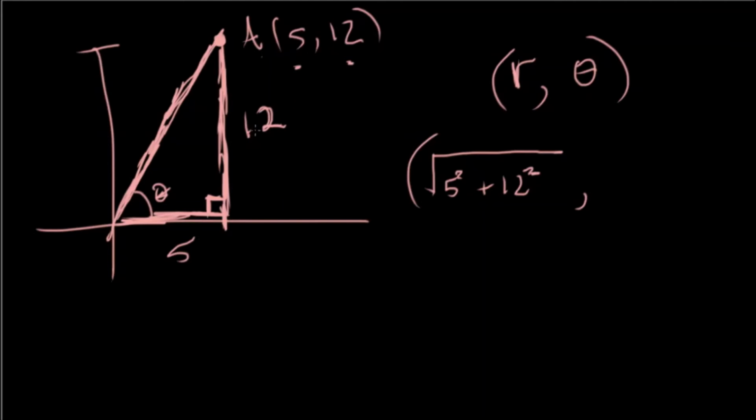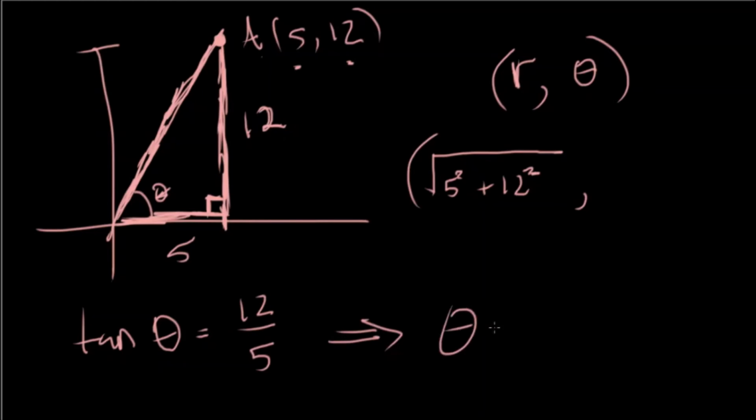What's the relationship between an angle in a right triangle and its opposite and adjacent sides? That is the tangent. So tangent theta is equal to 12 over 5, which tells us that theta is arctan of 12/5. Now let's double check, because this is a first quadrant angle. Is arctan of 12/5 first quadrant? And yes, it is.